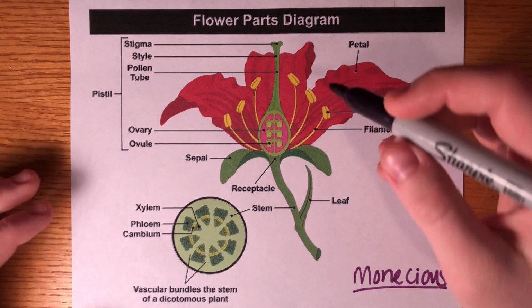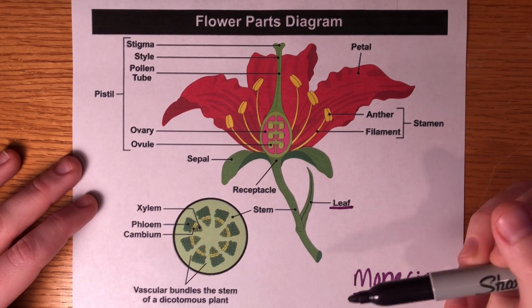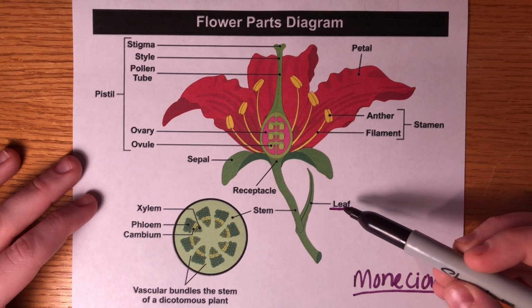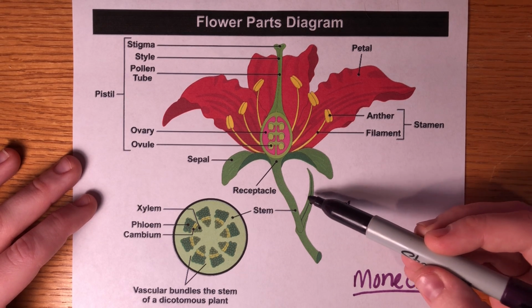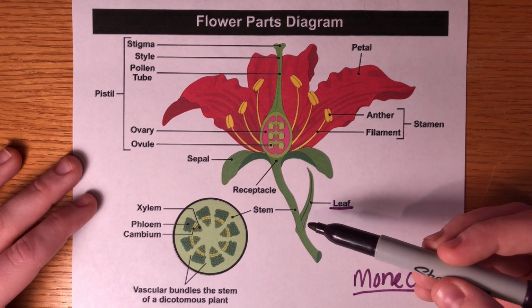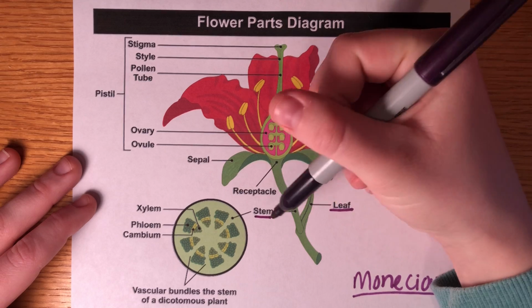So to start off, we all know we see the leaves in a flower, and this is where photosynthesis happens. That is where we are creating the food that the plant is going to utilize. And then we have the stem.